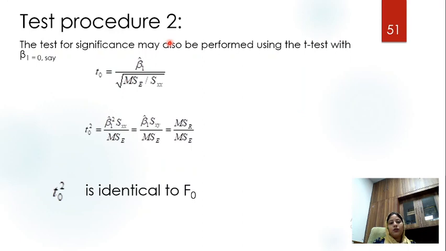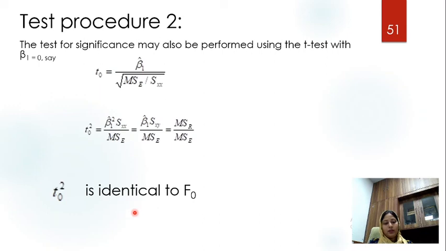Another way to test H0: beta 1 is equal to 0 is by using the t-test, defined as the ratio of beta 1 hat by the square root of MSE by Sxx. Squaring both the sides, t0 square is beta 1 hat square Sxx divided by MSE, which is equal to beta 1 hat Sxy by MSE, which is equal to MSR by MSE. So t0 square is identical to F0. So both the tests are identical.